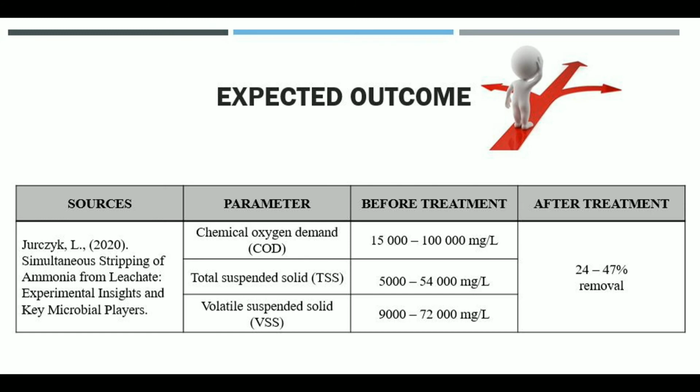Expected outcome. According to Jurczyk et al., in simultaneous stripping of ammonia from leachate, experimental insight and key microbial players, after 1 day of aeration of air stripping at 20 degrees Celsius, COD was reduced by lime precipitation, achieving 24% and 47% according to the age of the landfill. Hence, the COD, TSS and VSS removal in this project were predicted to be 24% to 47% since the temperature and aeration times are almost the same.